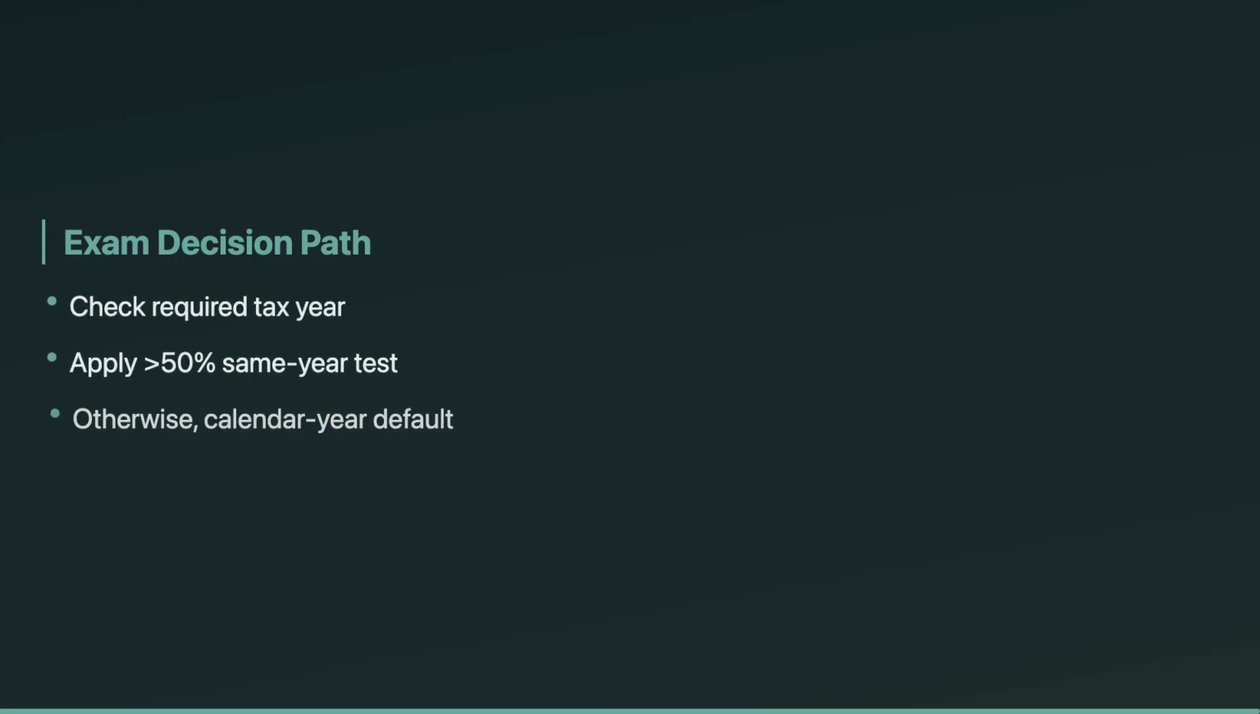Quick wrap-up logic you can apply under time pressure. Start with required tax year. For partnerships, check if a more than 50% group shares the same year. If yes, that year controls. If not, expect calendar year unless a valid business purpose is established. And if you see Form 1128 in an answer choice, think requesting a different year-end.